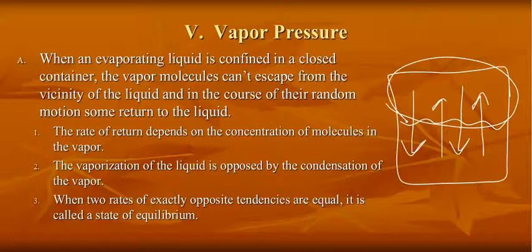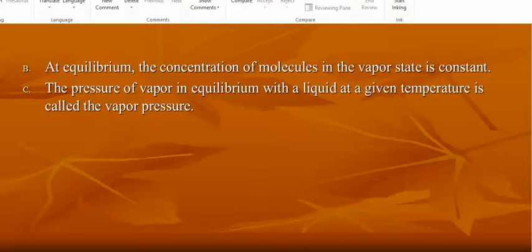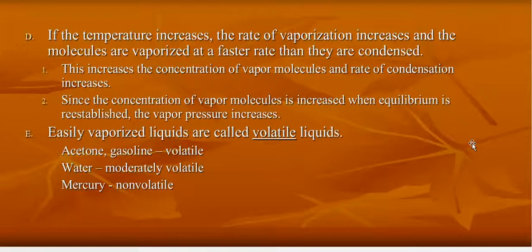Now we have two rates going on here. We have evaporation, we have condensation. And when evaporation and condensation have the same rate, we call that equilibrium. The vapor pressure, like I said, is the pressure that pushes upward as molecules evaporate. If the temperature increases, the rate of vaporization increases, so the vapor pressure will increase if you increase temperature. Easily vaporized liquids are called volatile liquids. Acetone, gasoline, extremely volatile. They will evaporate quickly. Mercury, non-volatile, will not evaporate.